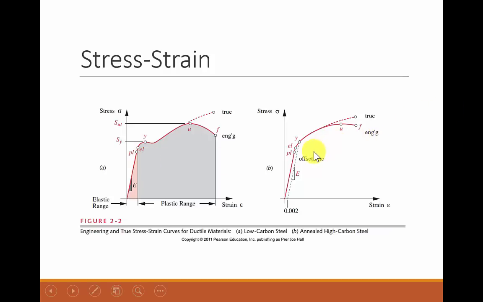So we're going to consider what's typically the standard for brittle material, that when you release the stress, if you have induced a 0.2% or a 0.002 in strain, then we're going to call that the stress that caused that to be our yield stress.